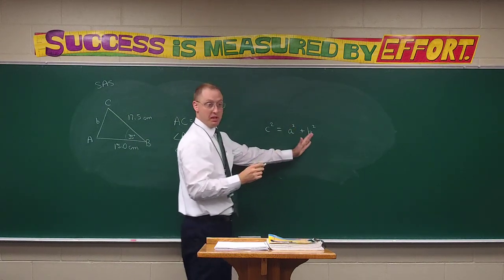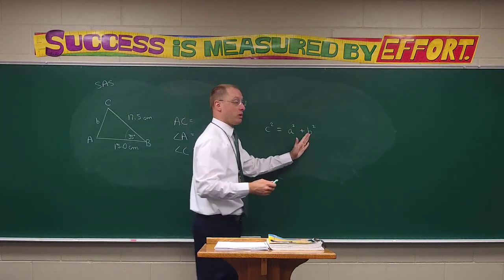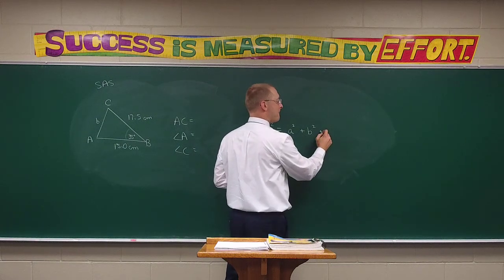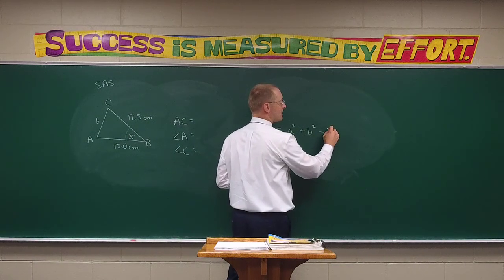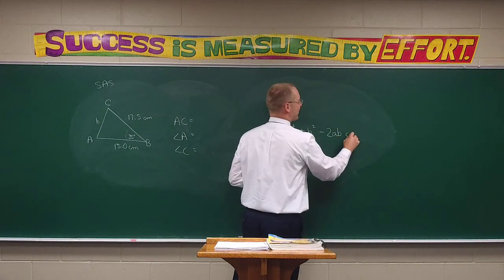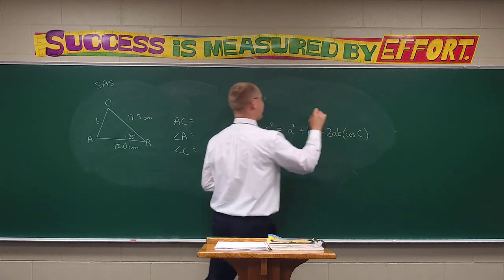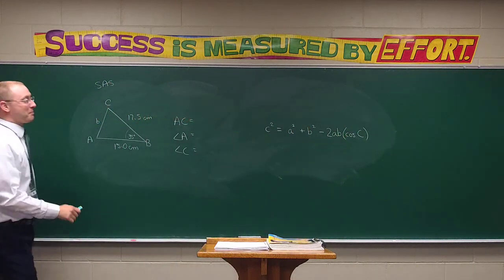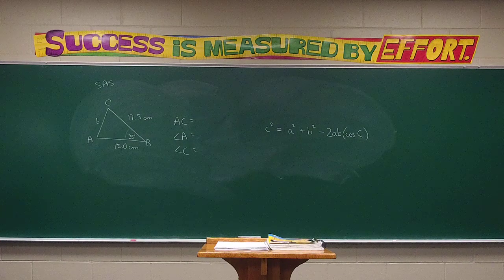It literally starts with the Pythagorean theorem. C squared equals A squared plus B squared, but then arc cosine, minus... Ooh, all right, write this in your notes. Make sure you got this in your notes. C squared equals a squared plus b squared minus 2ab times the cosine of c.